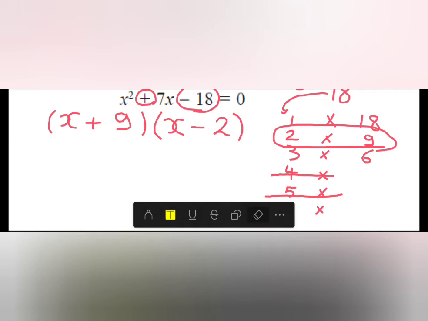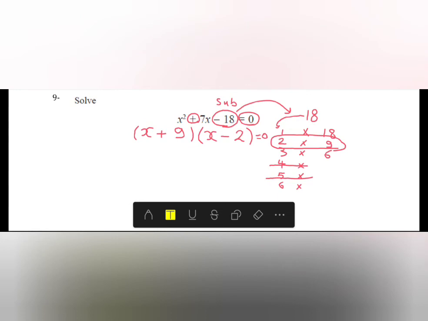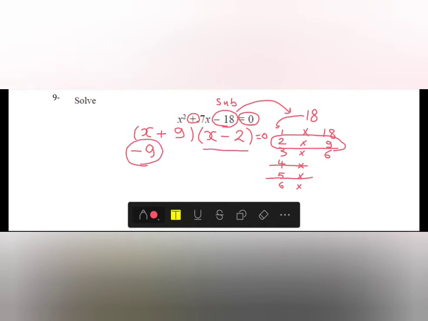Now, this is the first part. Now, the second part, I'm going to solve it. Solving means what? Finding the values of x. Very good. First thing, I'm going to put this 0 here. So equal 0. And then to solve this, I have two ways. One of them is the fastest one, in which I say that here, x plus 9, so x is the opposite of positive 9. So x is negative 9. This is the fast solving method. And the same thing here, x minus 2, so x is the opposite of negative 2. So x is plus 2.